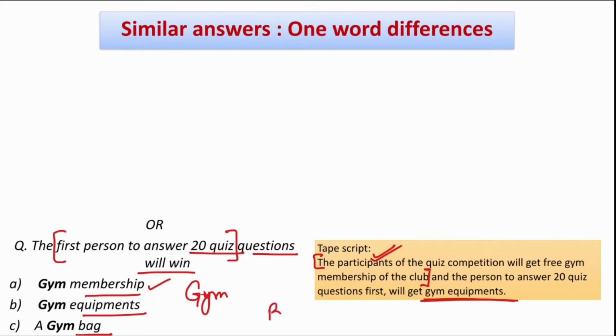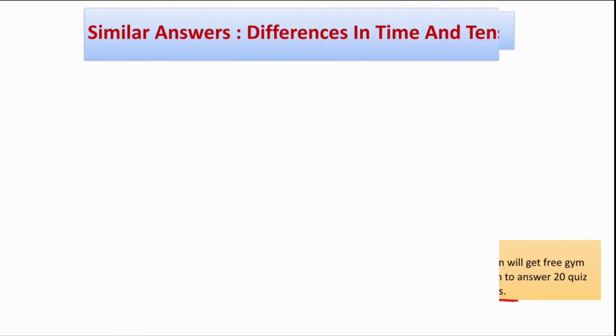So in this case, B option is the correct option. This is how the speaker will confuse you, but you don't have to confuse yourself. You need to understand the conversation carefully and then you have to plot your correct answer.